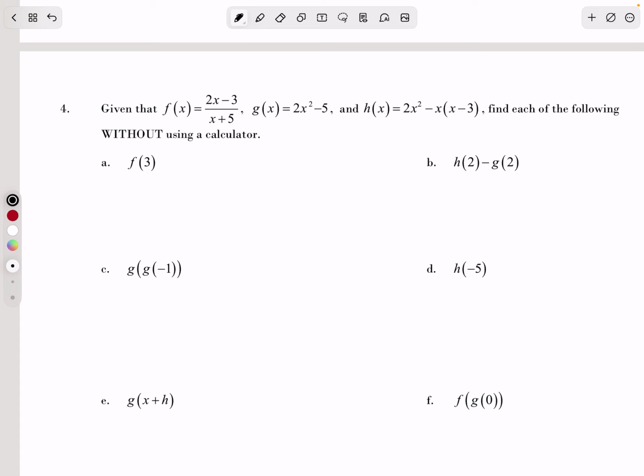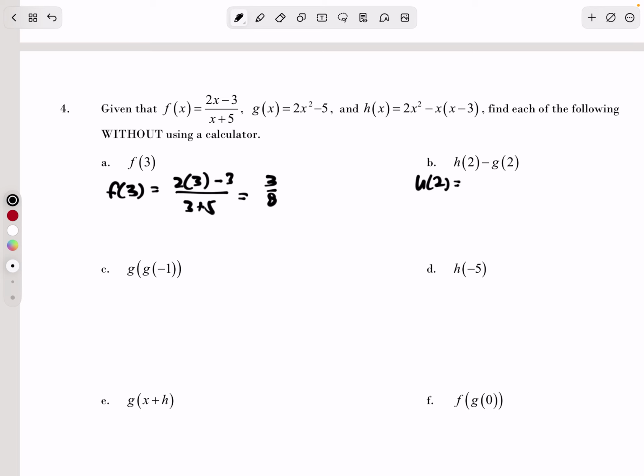All right, and then number 4 on the back, it has 8 parts, and it's just about plugging in and getting values. So this should be very easy, I hope, for you. F of 3 without a calculator. So F of 3, we're going to replace every x with 3. 2 times 3 minus 3 over 3 plus 5. I got 3/8 when I did this.